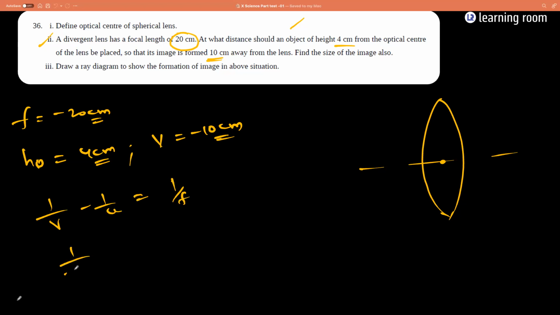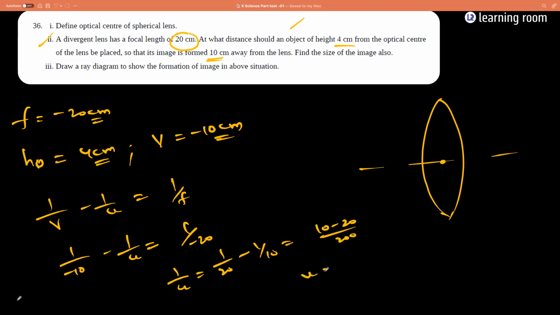For unknown, you should not use any sign convention. 1 by minus 10 minus 1 by u is equal to 1 by f, which is minus 1 by 20. So 1 by u is equal to 1 by 20 minus 1 by 10, which is (10 minus 20) by 200. So u will be equal to minus 20. So the object should be placed at a distance of minus 20 centimeters for this image to be formed.